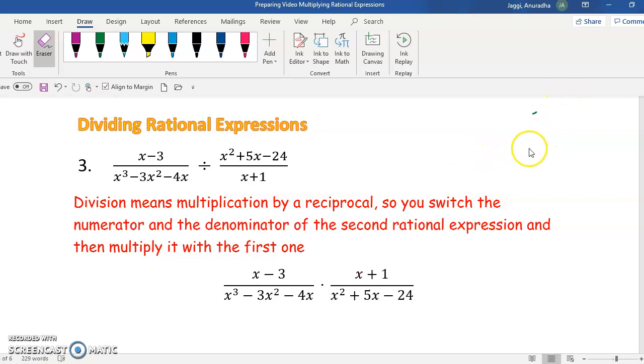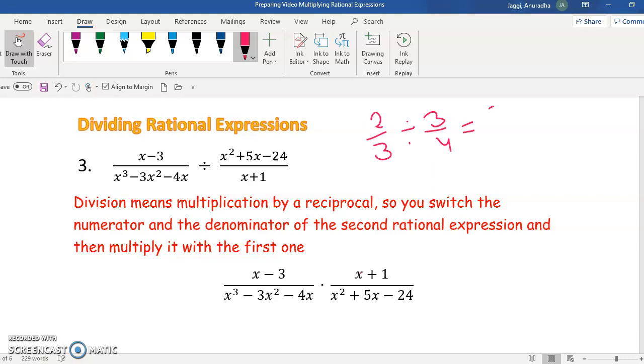Okay. So now starting with this lesson on dividing rational expressions, if you recall, division actually means multiplication with the reciprocal. So for example, if we are dividing 2 by 3 divided by 3 by 4, it actually means that we are multiplying 2 by 3 with the reciprocal of 3 by 4, which means we switch the numerator and denominator and multiply by 4 by 3. It's the same thing for rational expressions. The division sign changes into multiplication by switching the numerator and the denominator. So division means multiplication with the reciprocal. You'll see that the denominator has become the numerator here and the numerator has become the denominator here.